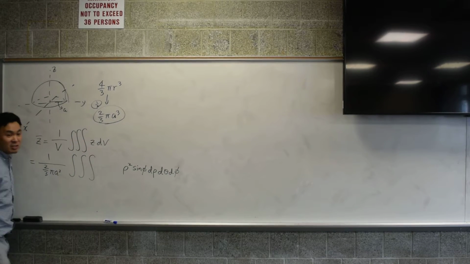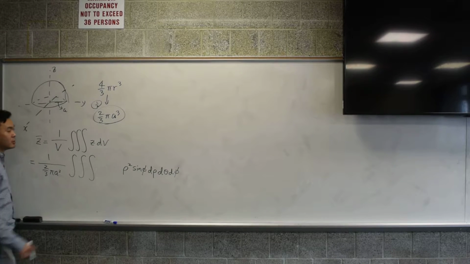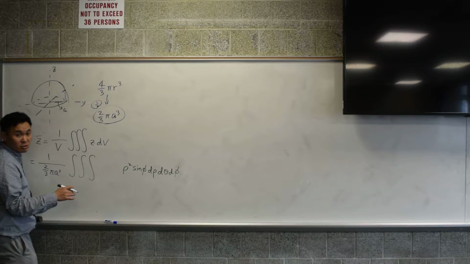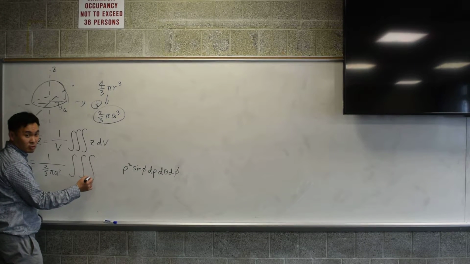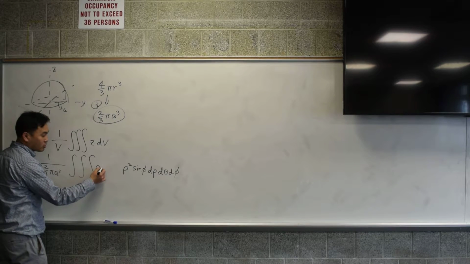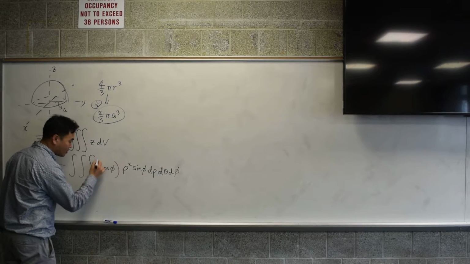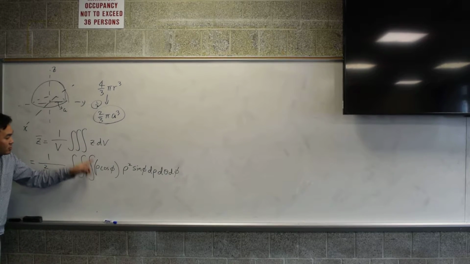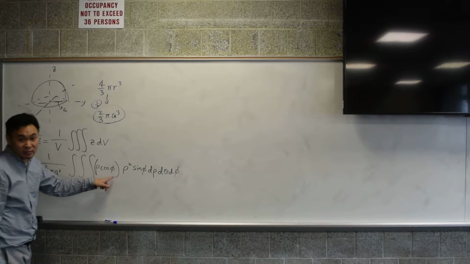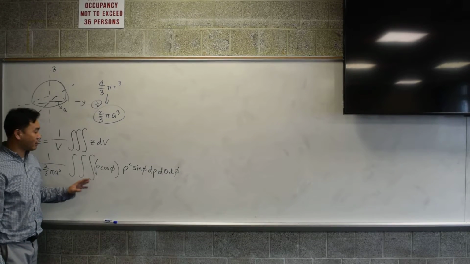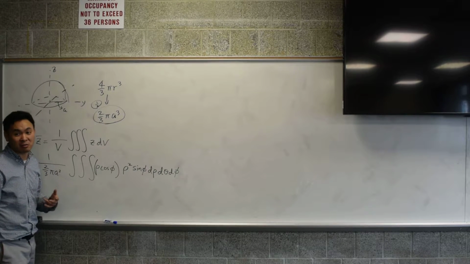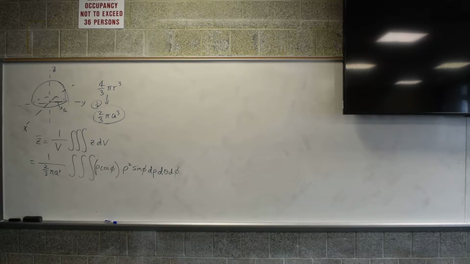What is z equal to? In the spherical coordinate system, z is equal to rho cosine phi. If you forgot, z equals rho cosine phi, r equals rho sine phi, and therefore x is rho sine phi times cosine theta, and y is rho sine phi times sine theta. You'll have that somewhere in your notes.